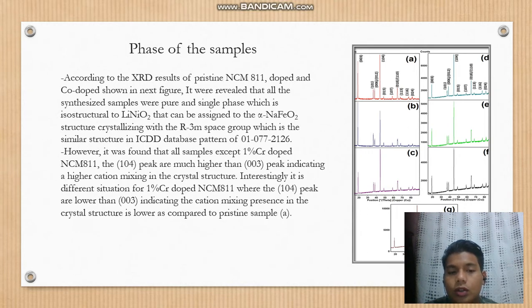However, it was found that for all the samples except 1% chromium dope NCM811, the 104 peak is much higher than the 003 peak, indicating a higher cation mixing in the crystal structure. Interestingly, it is a different situation for 1% chromium dope NCM811, where the 104 peak is lower than 003, which indicates the cation mixing present in the crystal structure is lower as compared to pristine sample A.